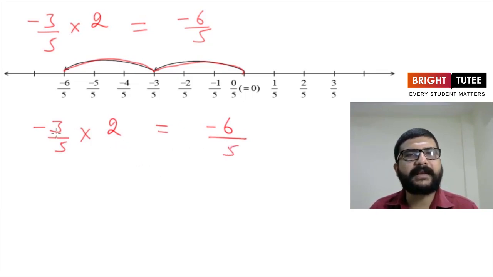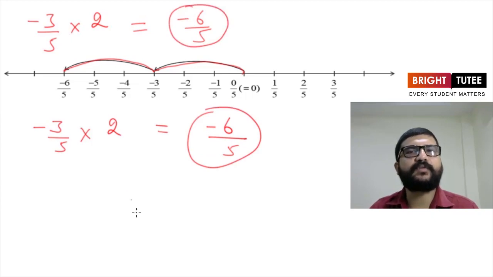So here we just multiplied these numbers, minus 3 and 2, and we kept the same denominator and we got the same answer. So will it be true for every number? Yes, this is true for every number. Let's try a few more examples.